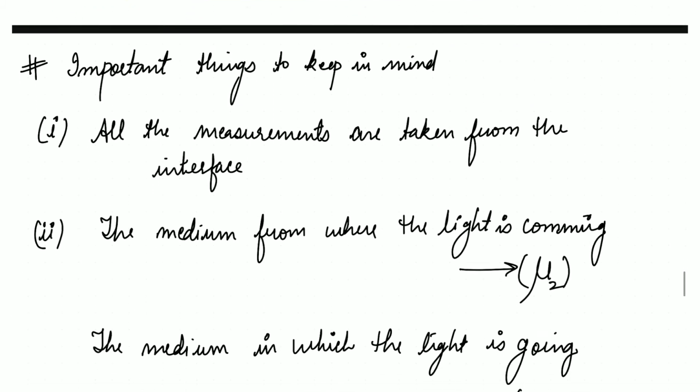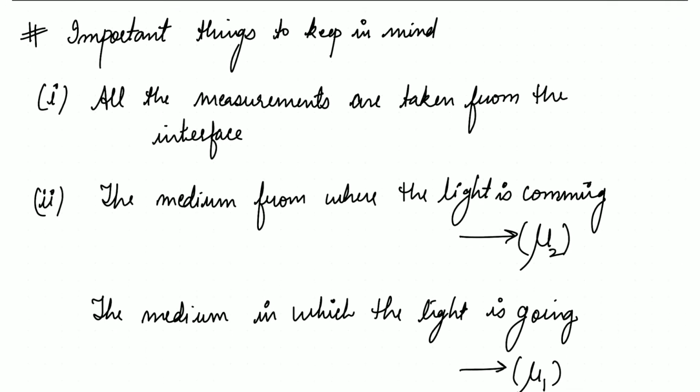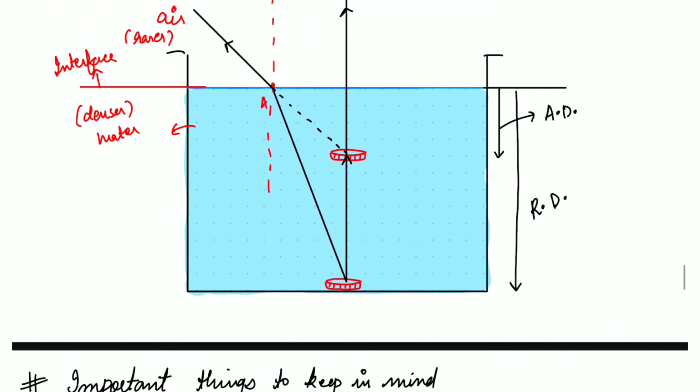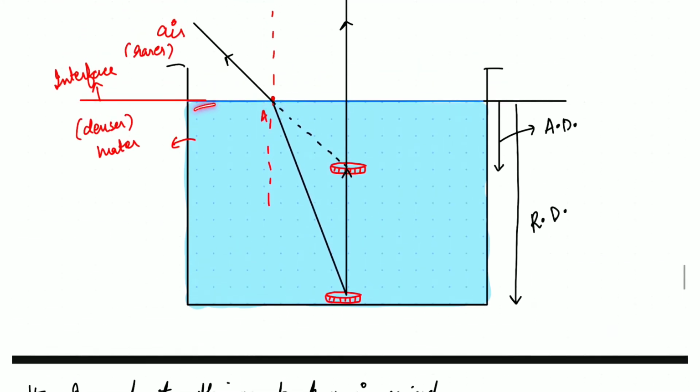Now there are a few things which we have to understand before doing this particular topic. Let me very quickly say the important things to keep in mind. All the measurements are taken from the interface, right? Whatever measurements we do, we'll always do from the interface. The distance from the interface to the real object is what you call your real depth, and the distance from the interface to your apparent image is what you call your apparent depth, right?